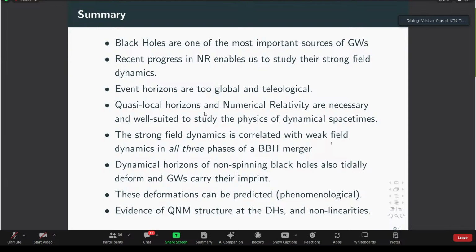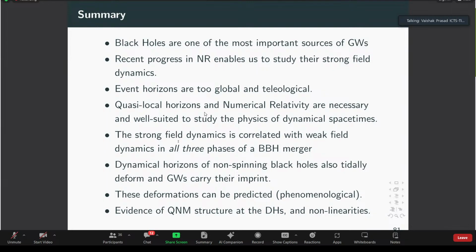Black holes are certainly one of the most interesting and important sources of gravitational waves. Recent progress in numerical relativity has enabled us to start probing the strong field dynamics to understand how black holes really evolve, and dynamical horizons are very useful for that. With quasi-local horizons and numerical relativity, one would be equipped to study the dynamics in the strong field regimes of black holes. Recent developments have shown that the strong field dynamics is strongly correlated with the weak field dynamics in all three phases of a binary black hole merger.